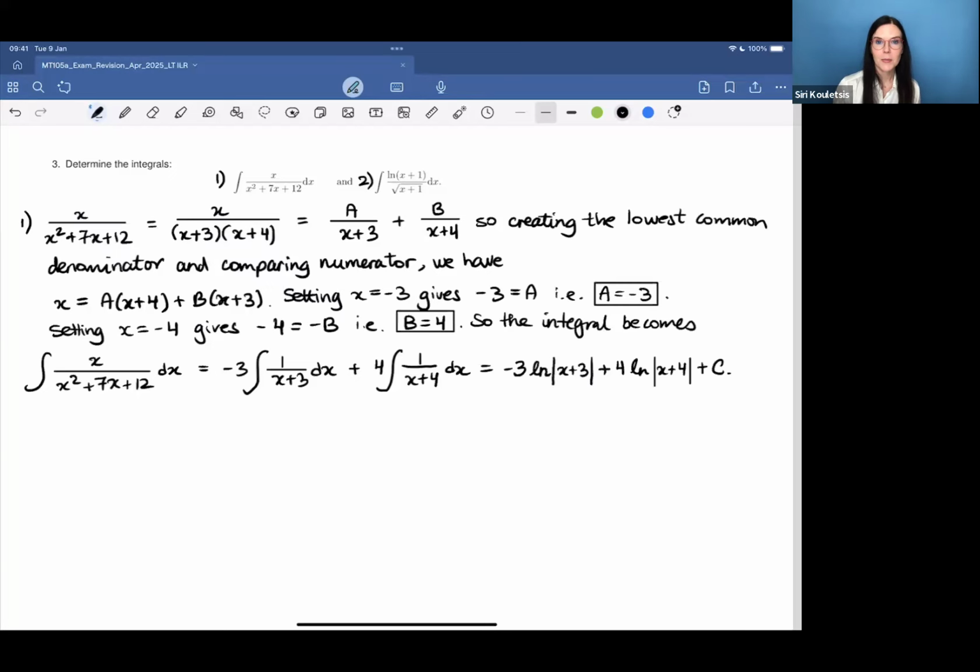Now, moving on to integral number 2. Let's take a moment to think about what method of integration you think is appropriate. What's going to help us here? We clearly can't progress as it stands. And so we're going to use integration by parts here.